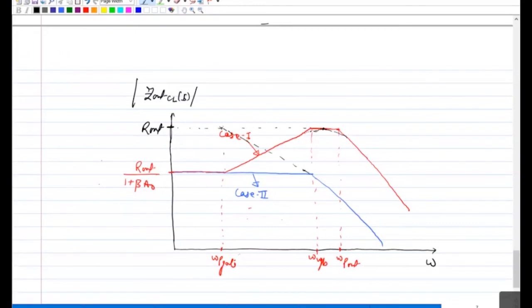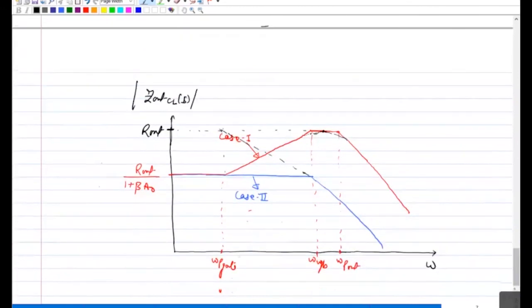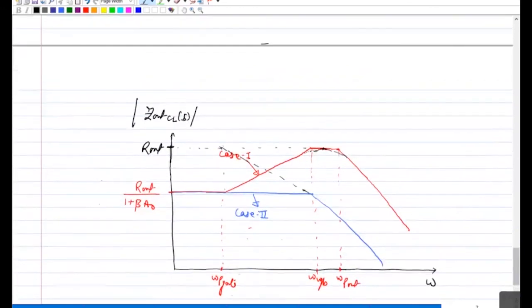Okay, but in the other case, when you make your, sorry, not omega p gate. In case 2, I was talking about omega p out. When omega p out is dominant, then basically in the open loop, what will happen? You'll be starting with R out at omega p out. So let me just.